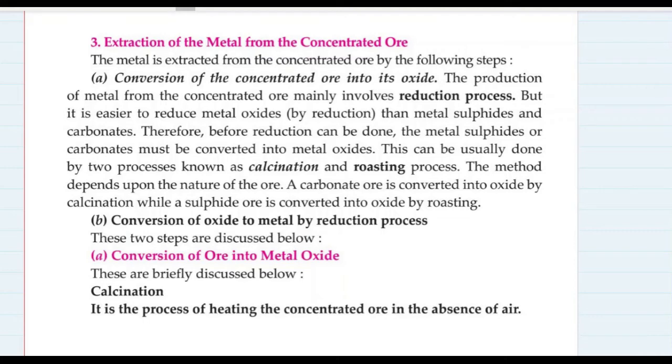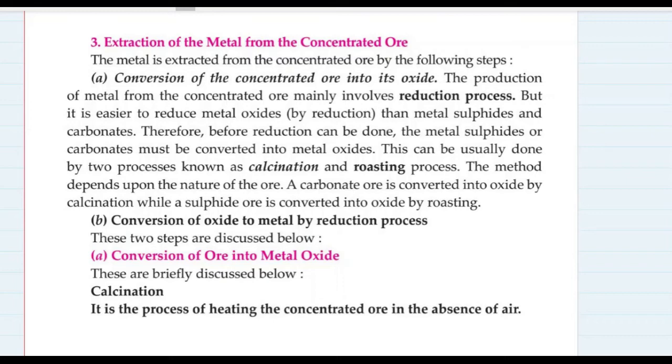Okay, let's talk about this. The metal is extracted from the concentrated ore by the following steps. Conversion of concentrated ore into oxides. The production of a metal from the concentrated ore mainly involves a reduction process, and I told you about this earlier. But it is easier to reduce metallic oxides than metallic sulfides or carbonates. Therefore, before reduction can be done, metallic sulfides or carbonates must be converted into metallic oxides.